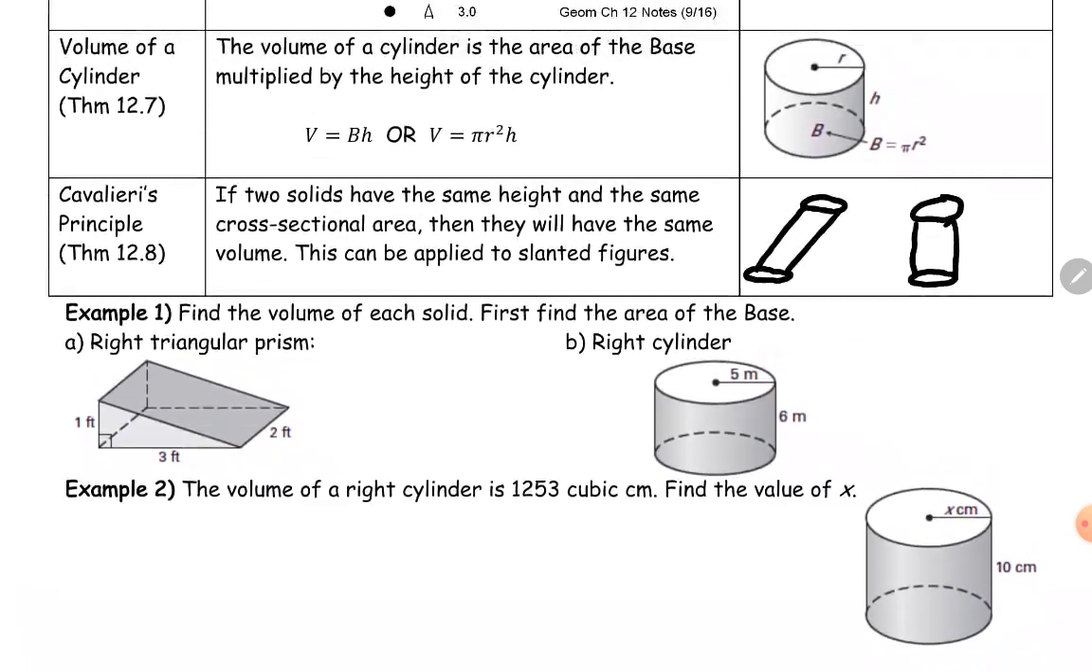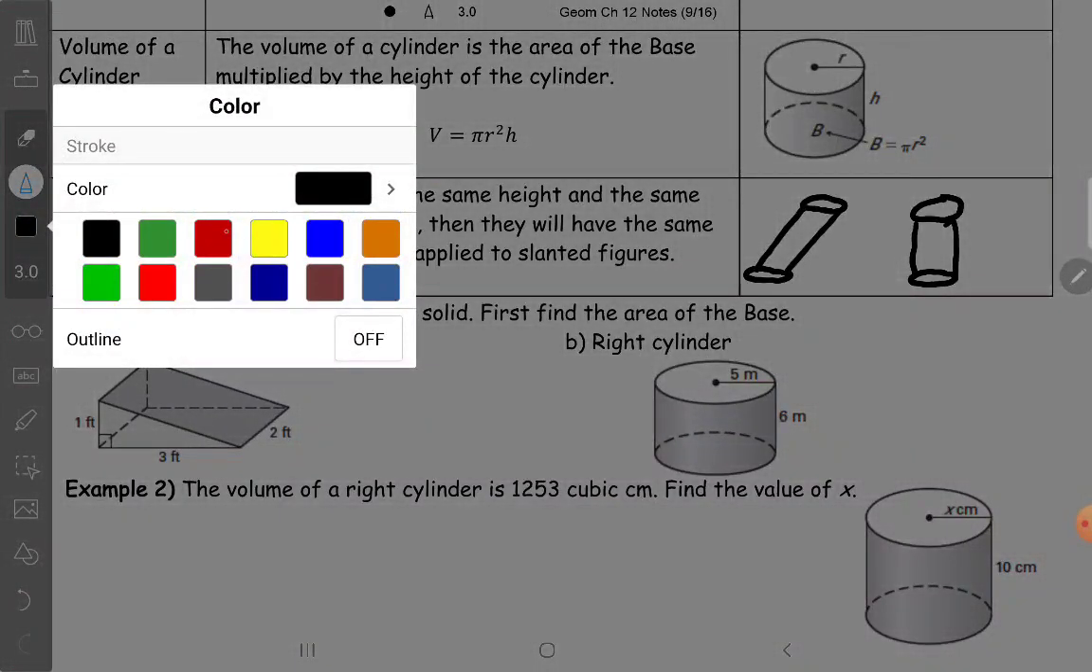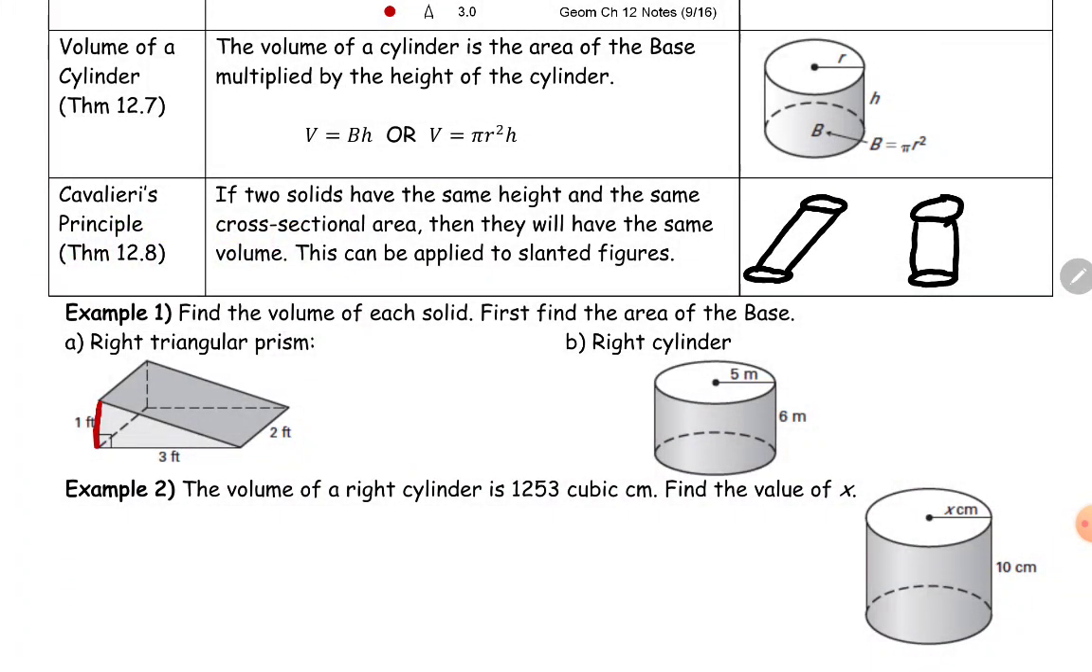So let's do some examples here. Find the volume of each solid, but we must first find the area of the base. Okay, first off, we need to remember what a base is. Base is there's only two of. So the base is not what it's sitting on. It's actually this triangle here. So this is the base. These are the bases because there's only two of them.